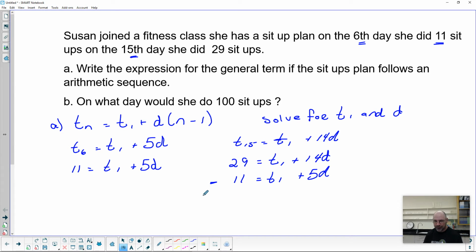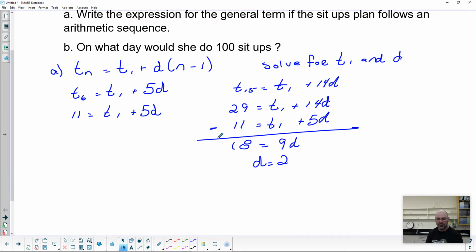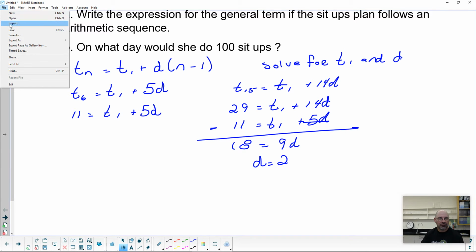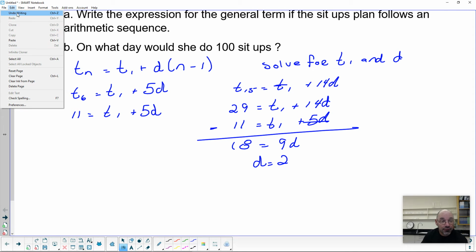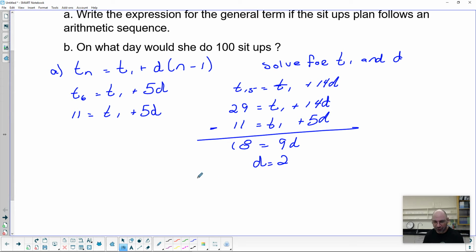Subtracting through here, 29 minus 11 is 18 equals 0, because T1 minus T1 is 0, and 14D minus 5D is 9D. So D is equal to 2. That means every day she gets 2 more sit-ups. Now we have to find what T1 is. We can pick the bottom equation. Oops, sorry, guys. Edit, undo. There we go. Now we can solve for that one. 11 equals T1 plus 5 times 2 for D, so that's 10. 11 equals T1 plus 10. Subtract 10, and T1 equals 1.